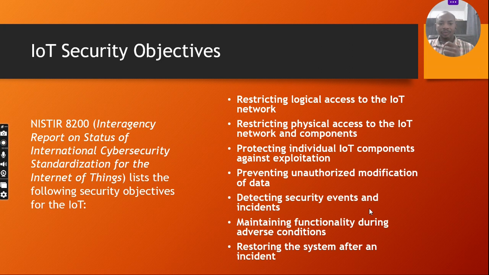Okay, detecting security events and incidents is one of the objectives of Internet of Things security. Then maintaining functionality during adverse conditions and restoring the system after an incident is also an objective of security. We should be able to restore the system if something has happened to it. Okay, now let's move on.